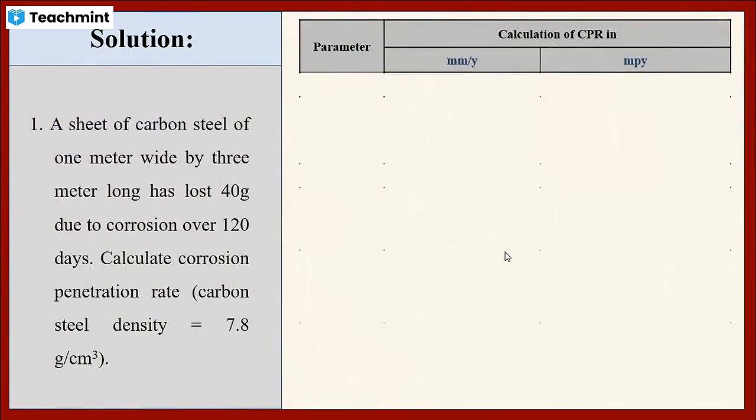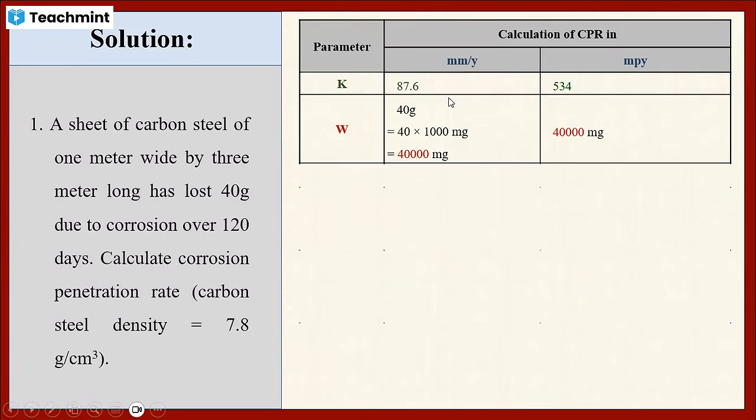First, let us draw a table which includes parameters and the data required for MMY as well as MPY. So, for the calculation of CPR, the CPR formula is K into W divided by D into A into T. First, we have to see the value of K. The value of K is constant. For MMY, the value of K is 87.6, and for MPY, the value of K is 534.